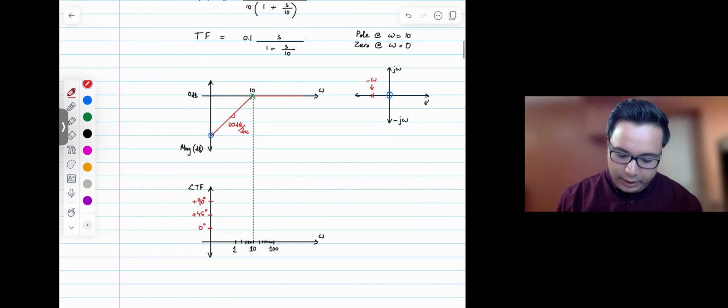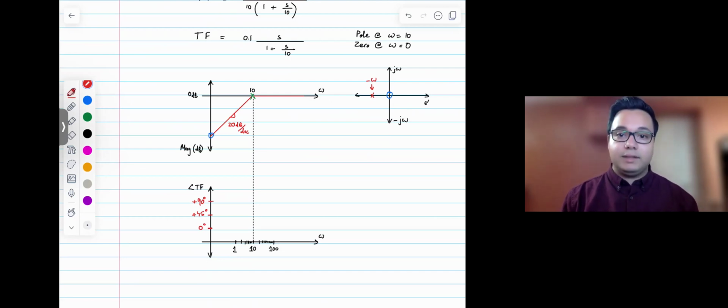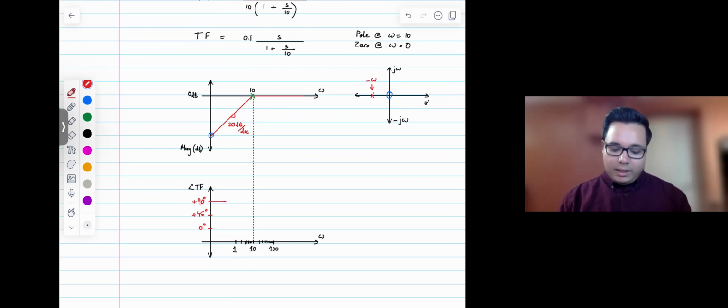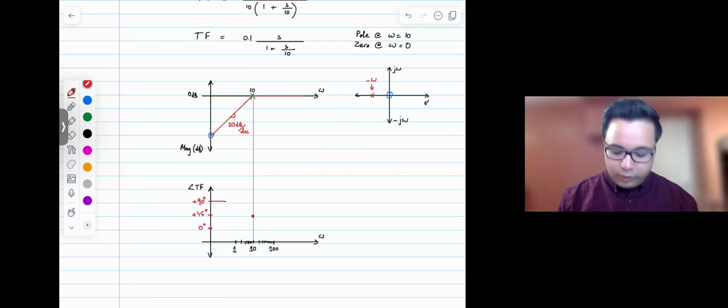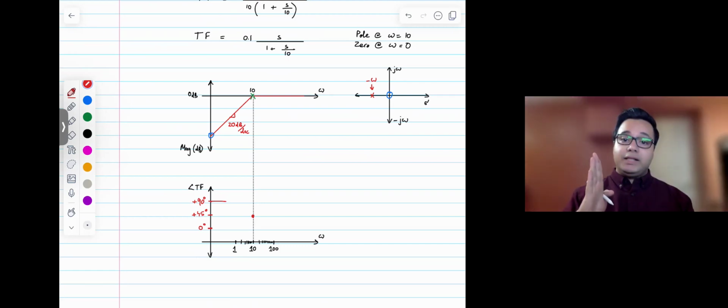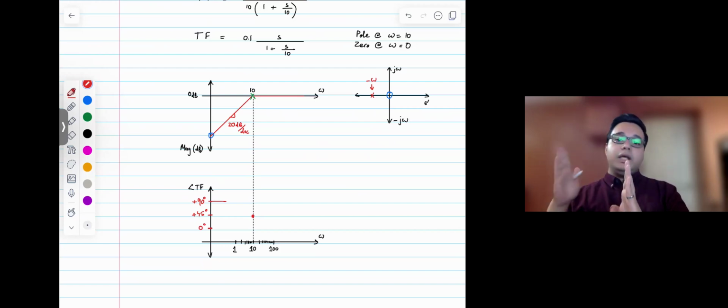One thing I want you to know is, since we have a zero at omega of 0, our phase will start from plus 90, and since the pole is at omega of 10, the phase is going to drop from 90 to 0, and at omega of 10 the phase will be plus 45. And actually, whenever there's a pole, the phase will start dropping 1 decade before the pole frequency, and it will keep dropping until 1 decade after the pole frequency.